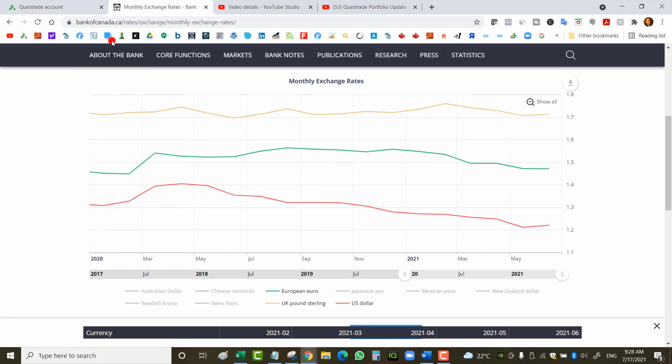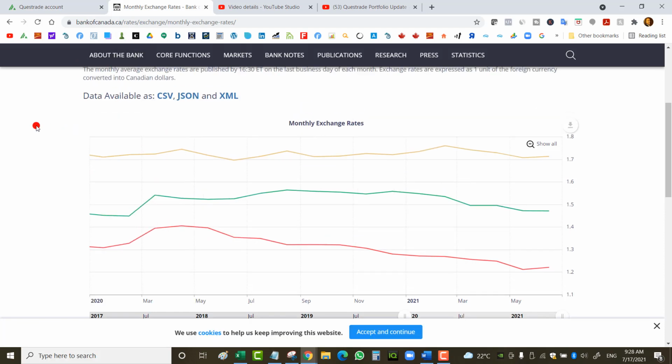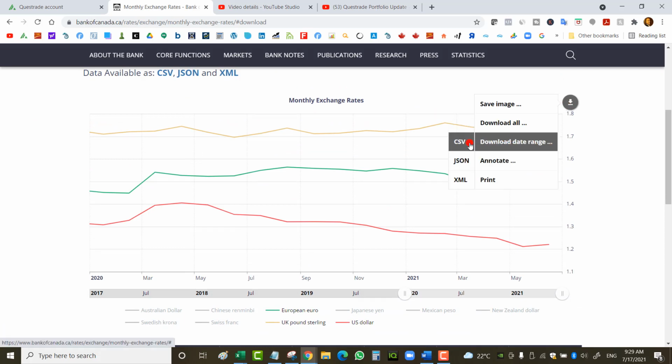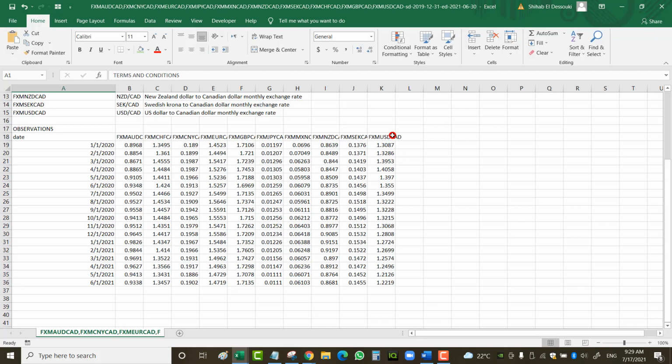So I'm going to go to the Bank of Canada to get an average exchange rate for the past 12 months. So I'll simply click here and download the date range, in CSV format. And here you go. Basically the last column here is the USD/CAD, and I just want the last 12 months. So I'll go from July to June, so that's 12 months, and the average exchange rate for the US dollar is about 1.2823. So let's just say 1.28.